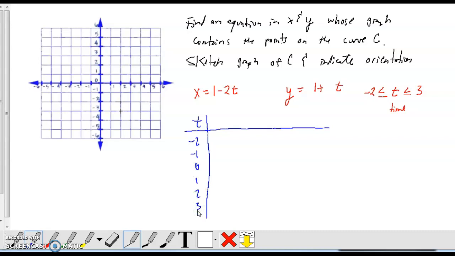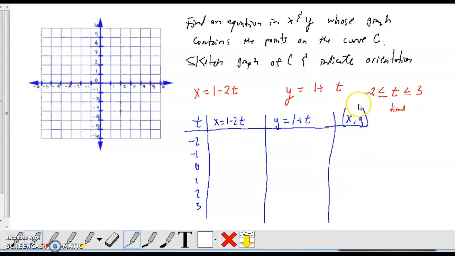We don't have to use decimals. If we want to, we can. And then I'm going to say x is equal to 1 minus 2t. And then leave a little bit of space. And then this will be y is equal to 1 plus t. And then leave a little space. And then this will be our x and our y coordinates. So basically what we will be plotting is this.